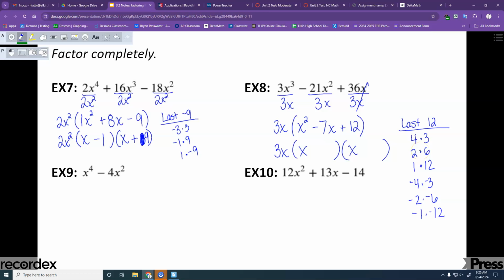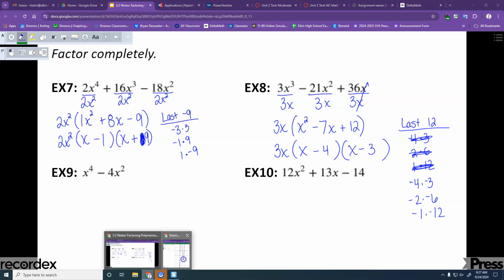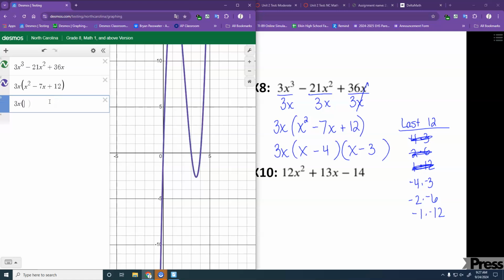Which ones do I need, positives or negatives? I've got a -7 right here in the middle, and I'm not going to get that -7 if I don't have negatives somewhere. So these are not going to work with the positives. Which one's going to give me -7? -4 and -3. So I'll have -4 here and -3 here. And if I go over to Desmos to check to make sure I have not messed it up, if I type it in, 3x times x minus 4 times x minus 3, all 3 of those graphs are the same, so I've done it correctly. So that would be what I type in.